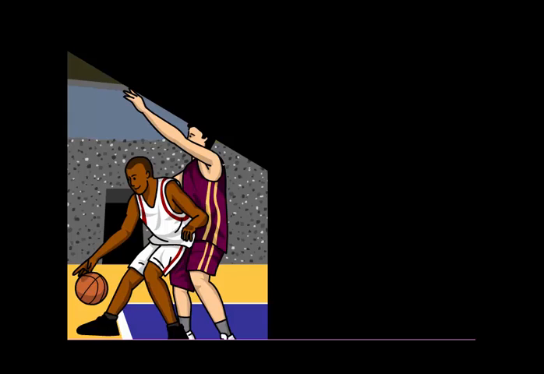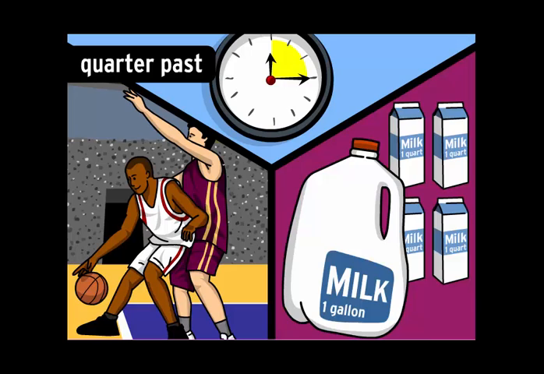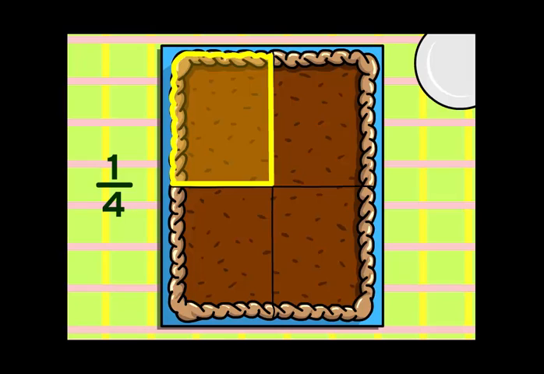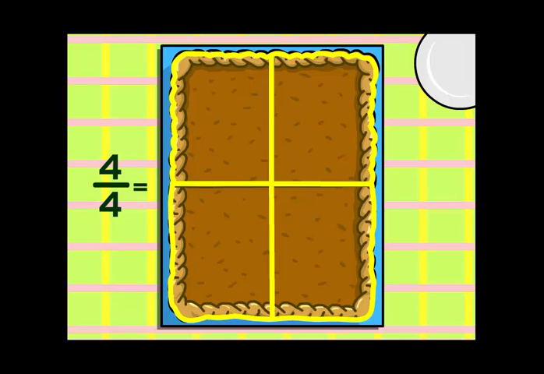Basketball games are divided into 4 quarters. Quarter past means 15 minutes after the hour, and 4 quarts make a gallon. This is 1/4 of the cake. This is 2 quarters, 3 quarters, and 4 quarters. 4 divided by 4 is 1, so 4 quarters is one whole cake.